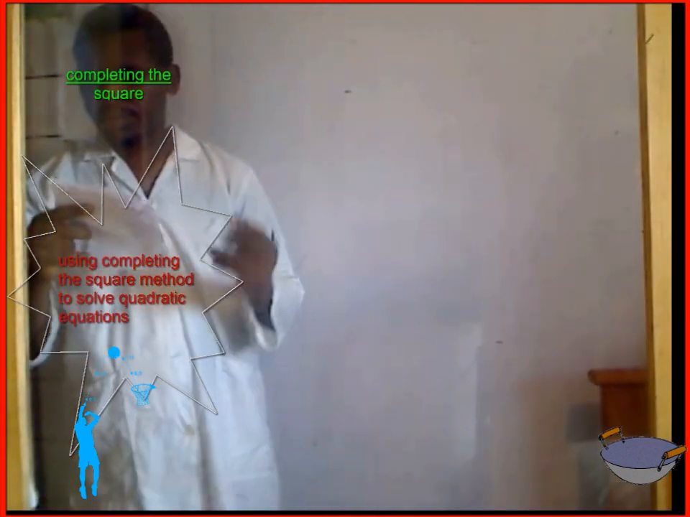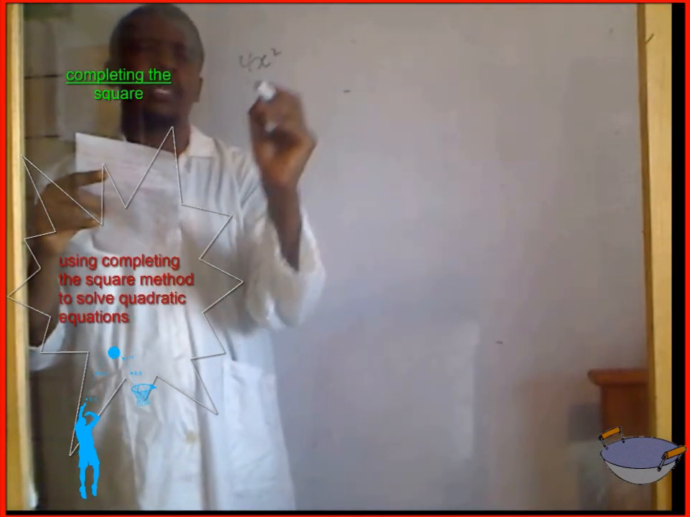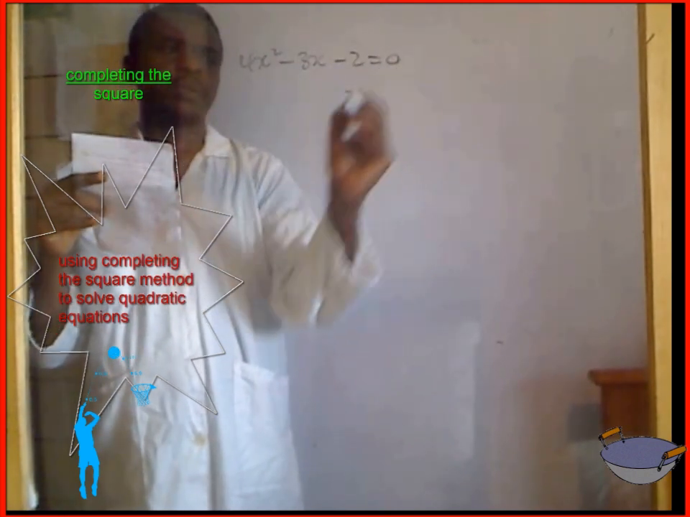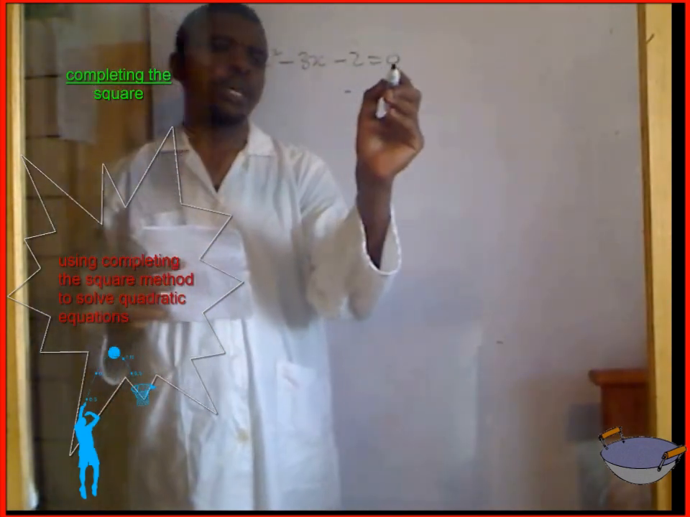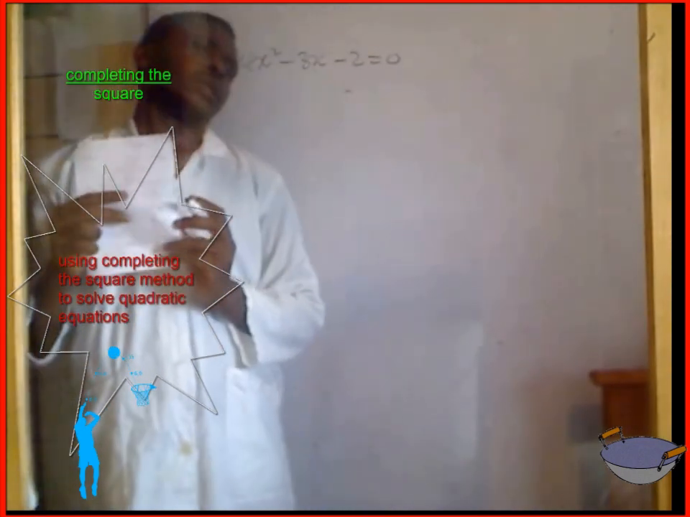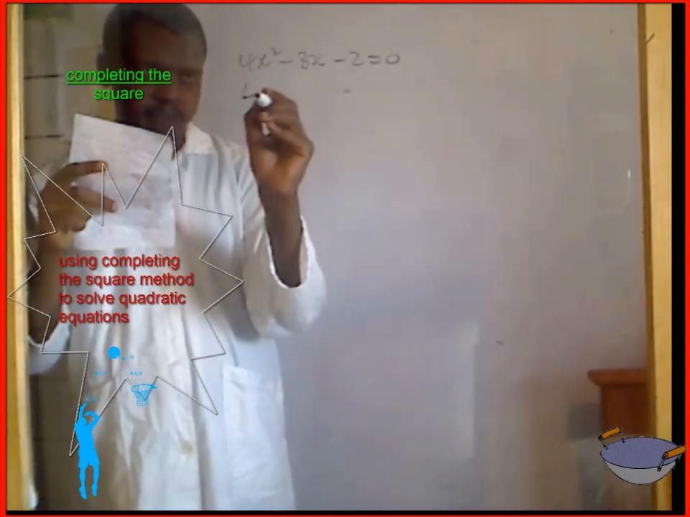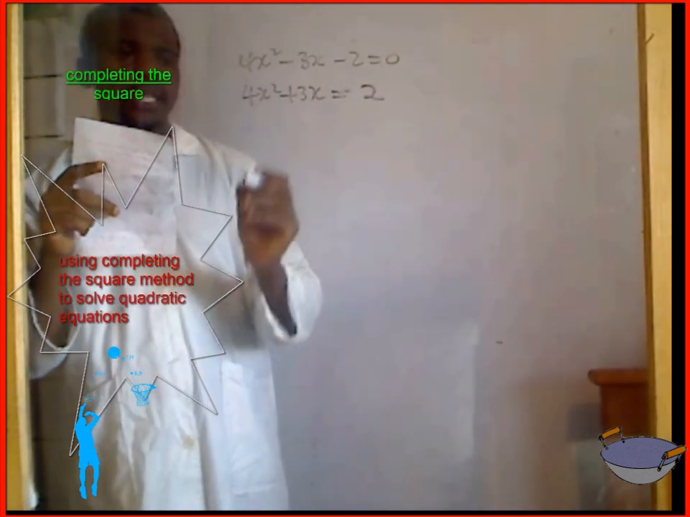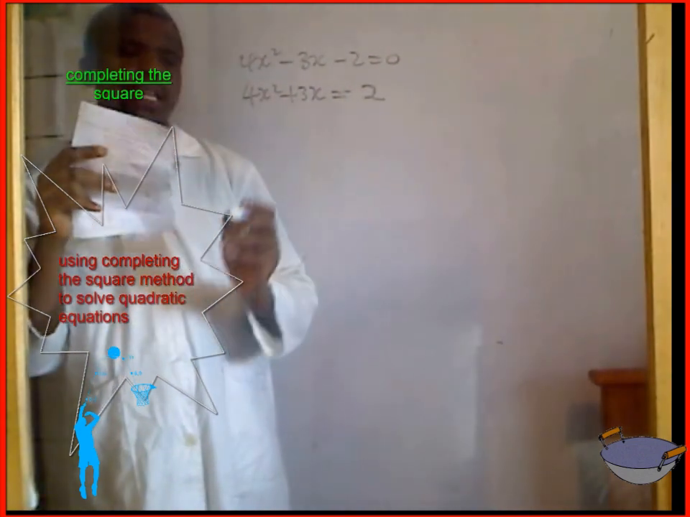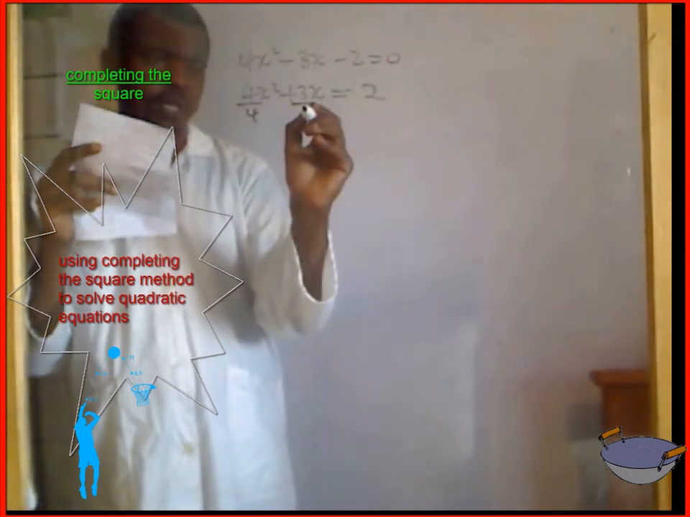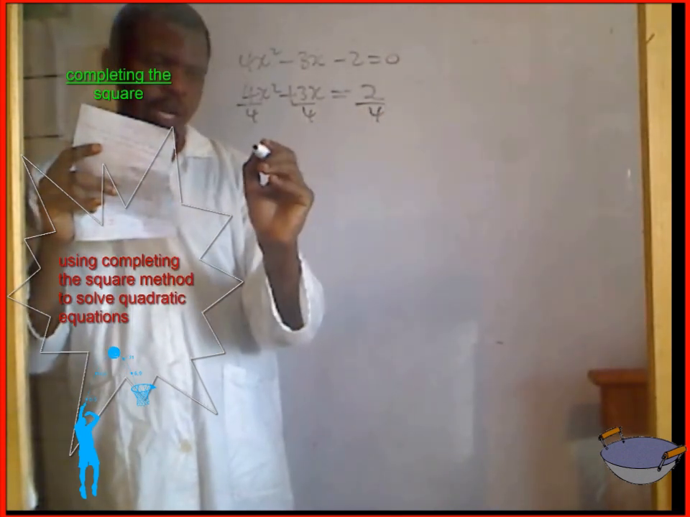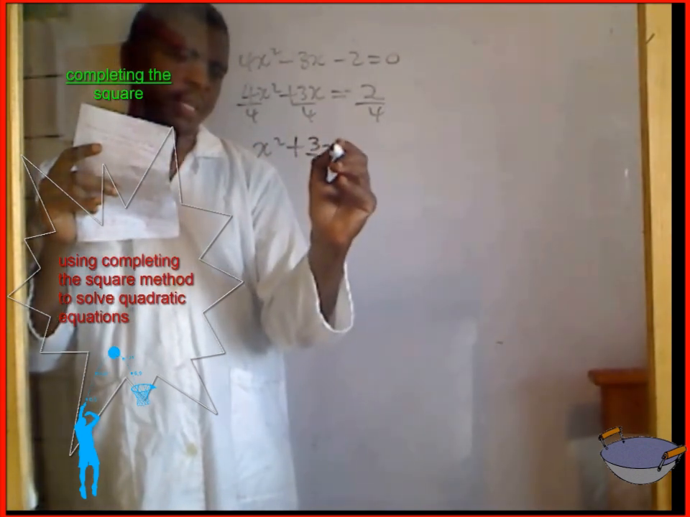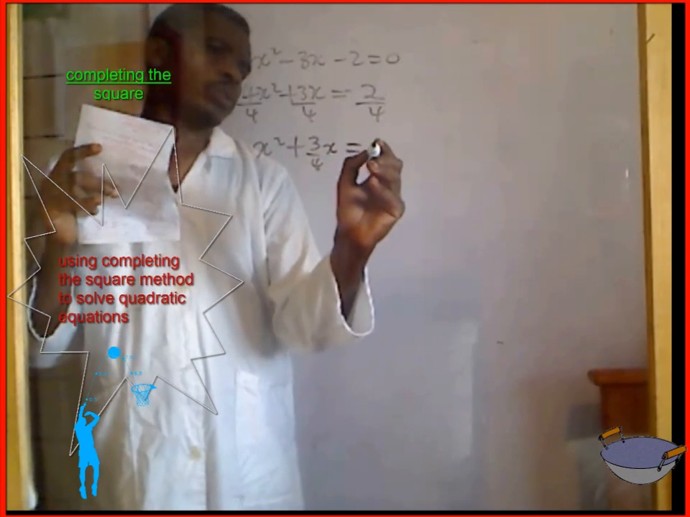Let's take this example: 4x squared minus 3x minus 2 is equal to 0. I take the constant term to the other side. 4x squared plus 3x is equal to 2. I divide all through by the coefficient of x squared, so this is divided by 4, divided by 4, divided by 4. You have x squared plus 3 all over 4 x is equal to half.